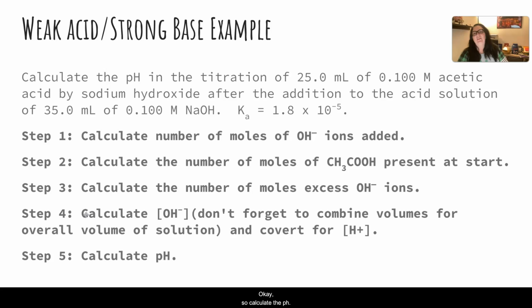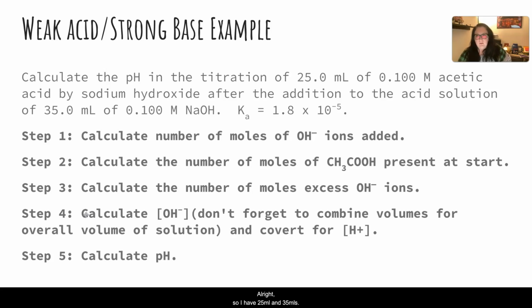Okay, so calculate the pH in the titration of 25 mL of 0.1 molar acetic acid by sodium hydroxide after the addition to the acidic solution, they word this so complicated, of 35 mL of 0.1 M NaOH. And they give us the Ka for acetic acid.